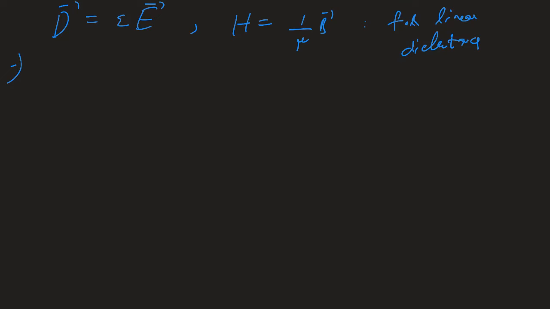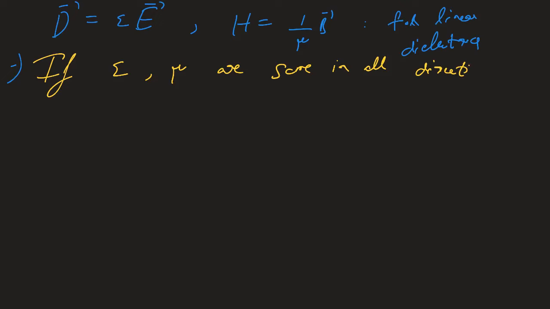Now, if E, what's E? E is the permittivity, the total permittivity, and mu are the same in all directions. For example, if you take a crystal ball made out of, let's say, the same glass as your drinking water glass is made up of. Now that glass is optically isotropic, right? Yeah, that glass is isotropic, meaning that the permittivity and the permeability would be the same in all directions.